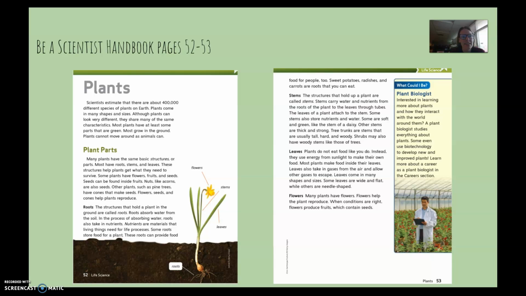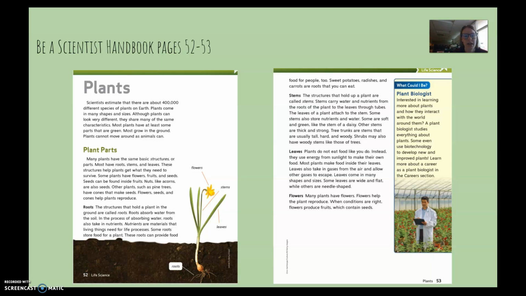Plants. Scientists estimate that there are about 400,000 different species of plants on Earth. Plants come in many shapes and sizes. Although plants can look very different, they share many of the same characteristics. Most plants have at least some parts that are green. Most grow in the ground. Plants cannot move around as animals can.